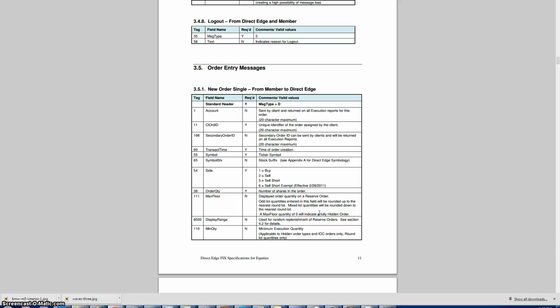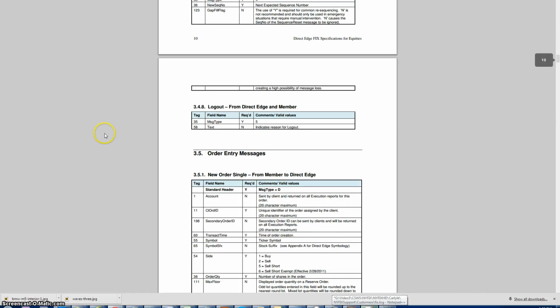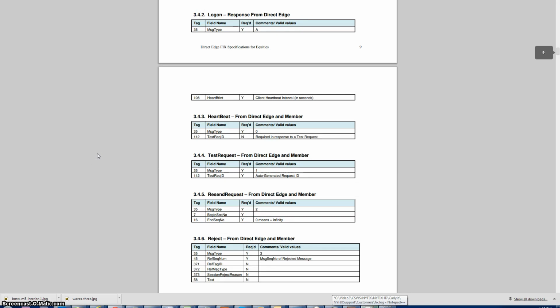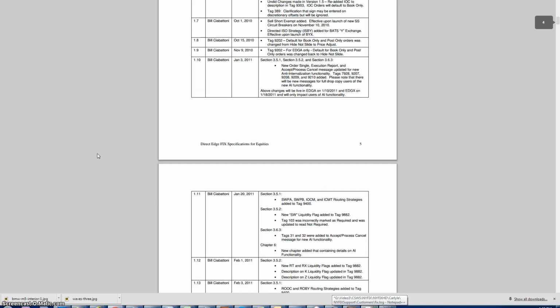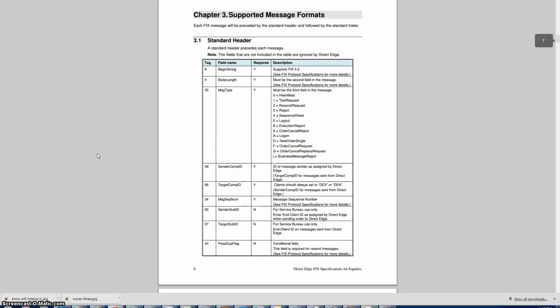Number three, tag 49, so sender comp ID. Let's actually go up to that section. Hope we remember where we are now. So 49, sender comp ID, and then you have the target comp ID, tag 56. Hopefully you got that one. And also the target sub ID.